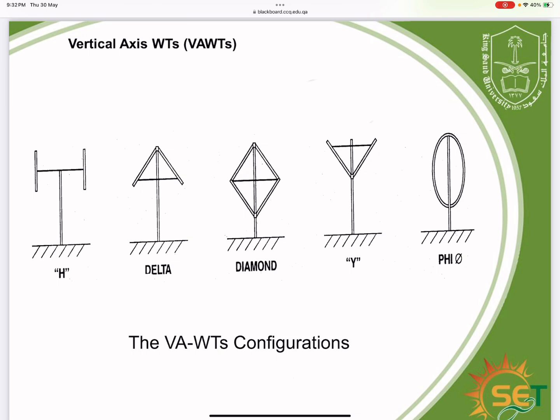The phi or the helical has also some advantages, like lower noise levels and reduced vibration, and self-starting capability at lower wind speeds. The disadvantages are that it is more complex and expensive to manufacture due to curved blades, higher weight, and potential for increased maintenance needs.